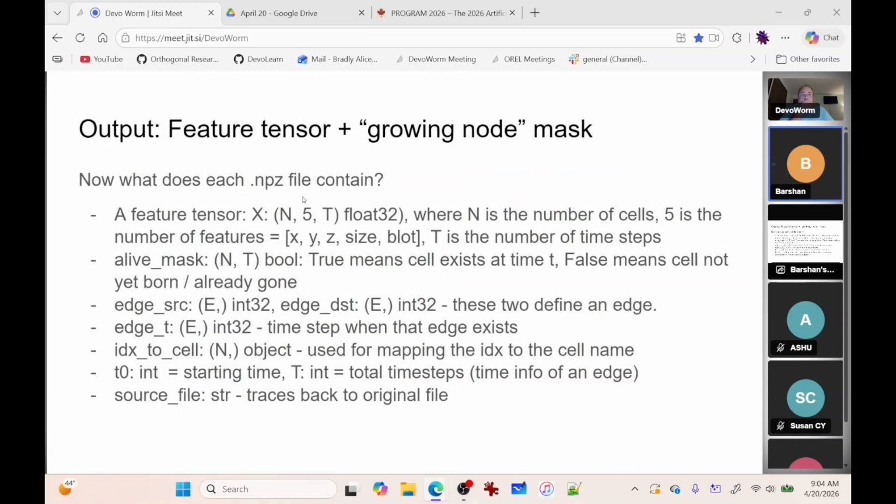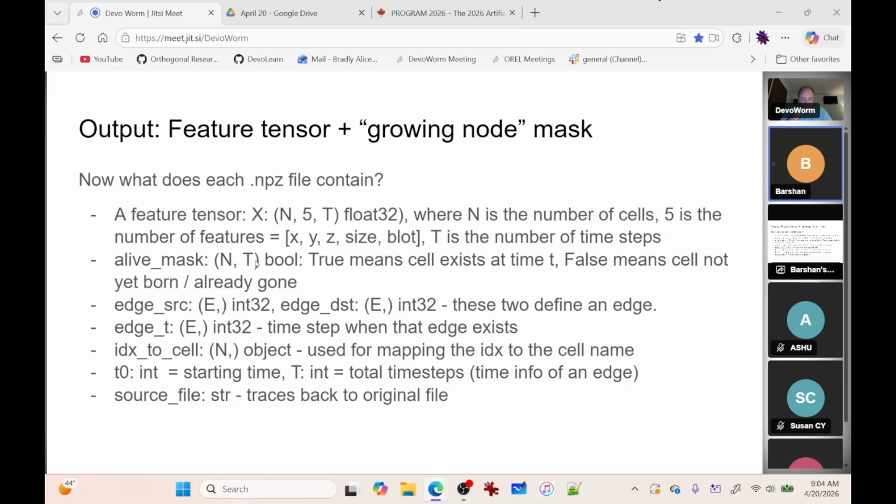Now, what does each .npz file contain? It contains a feature tensor, which is x, with shape n, 5, t, where n is the number of cells, 5 is the number of features, x, y, z, and so on. I took these 5 features. I can change this along the way, like if I want something else or if the accuracy is not enough, so I can change my features itself. And t is the time steps.